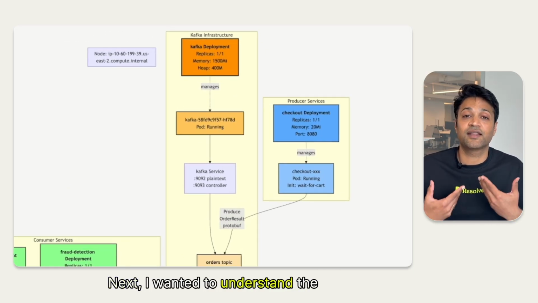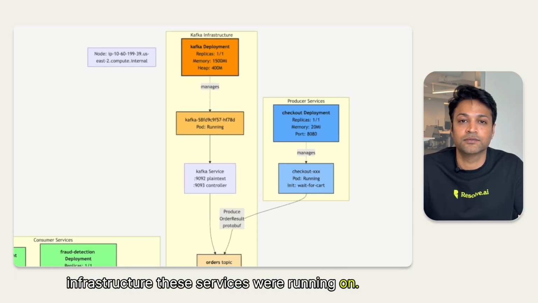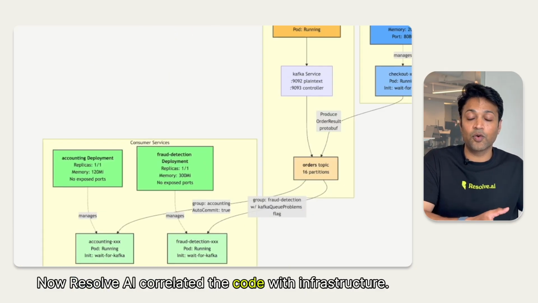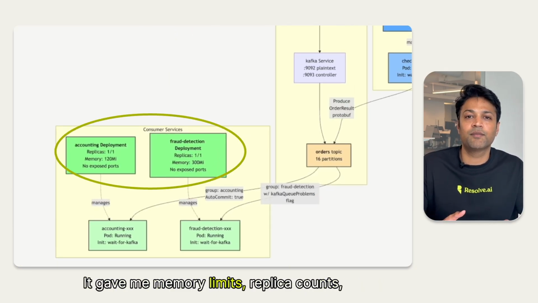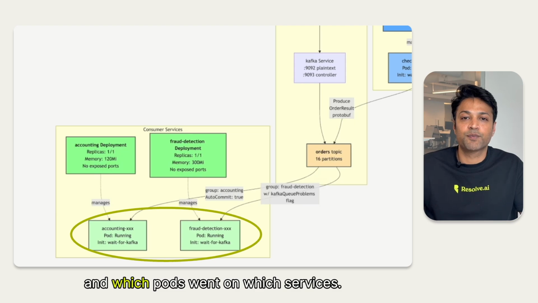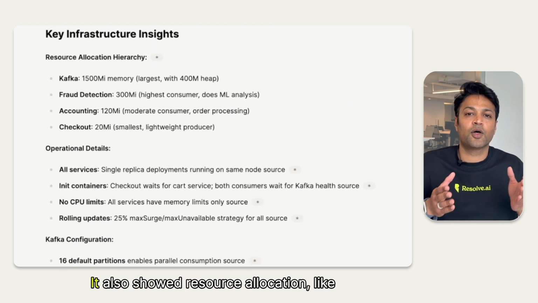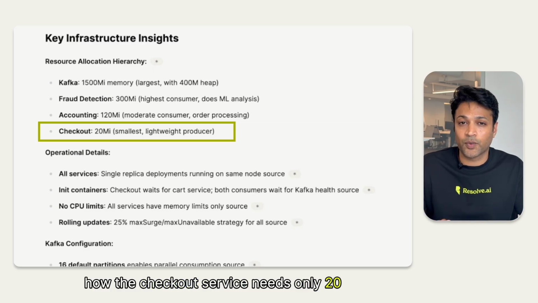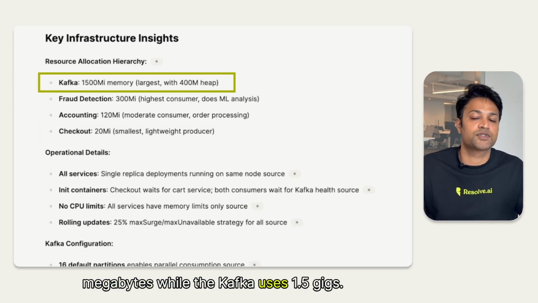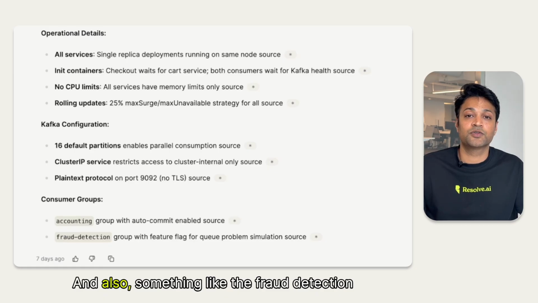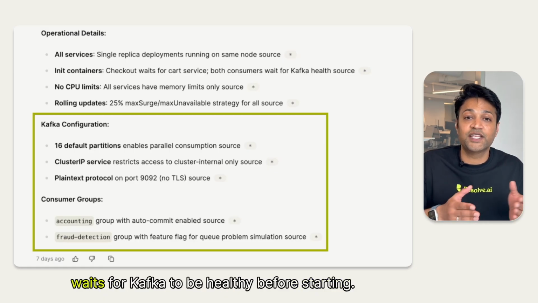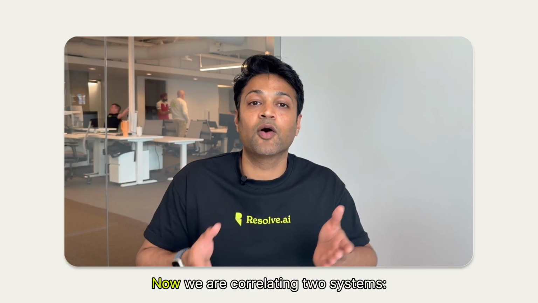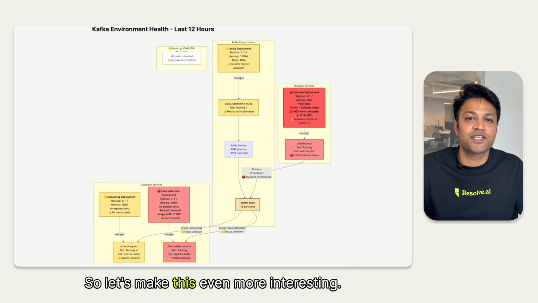Next, I wanted to understand the infrastructure these services were running on. Now, ResolveAI correlated the code with infrastructure. It gave me memory limits, replica counts, and which pods went on which services. It also showed resource allocation, like how the checkout service needs only 20 megabytes, while the Kafka uses 1.5 gigs. And also something like the fraud detection waits for Kafka to be healthy before starting. Now, this is an insight. Now we are correlating two systems, code and infrastructure. So let's make this even more interesting.